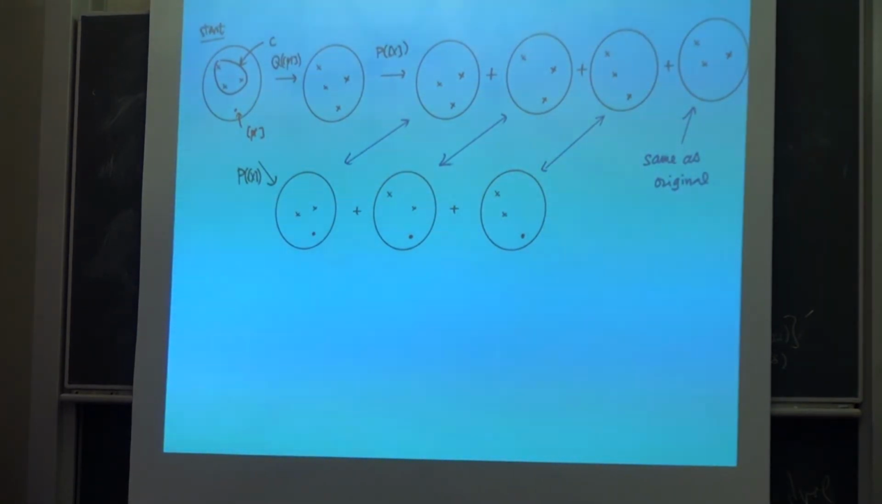This has a very simple geometric proof. So I consider C, a homology class. Maybe I write the defining relation again.